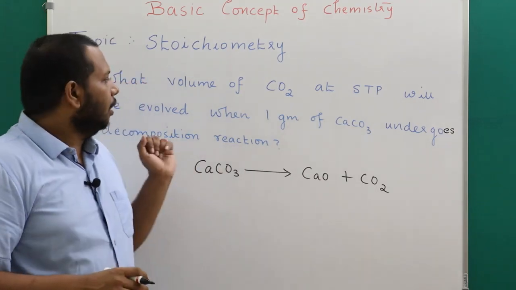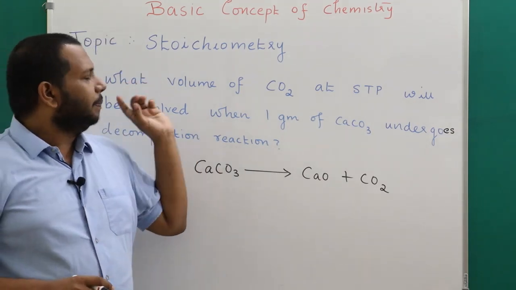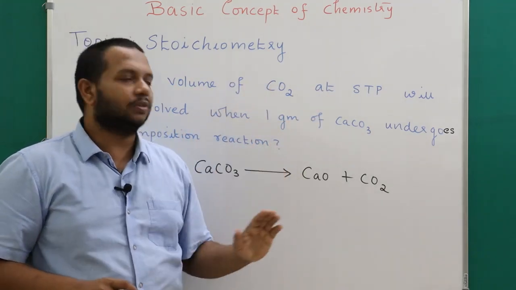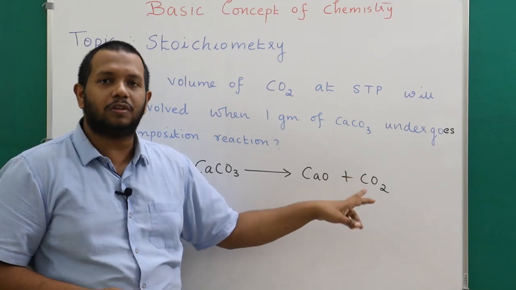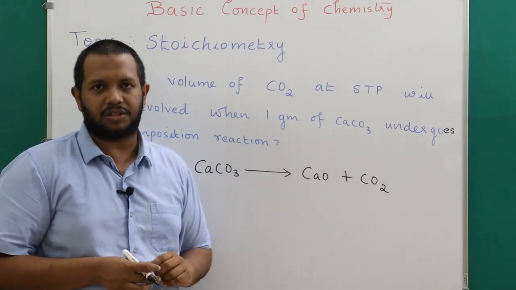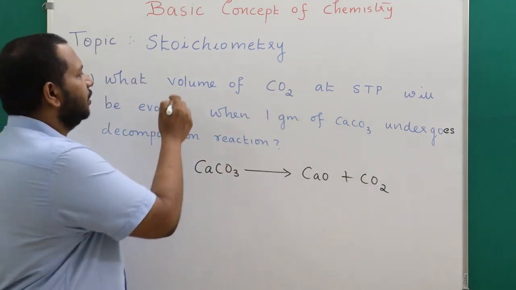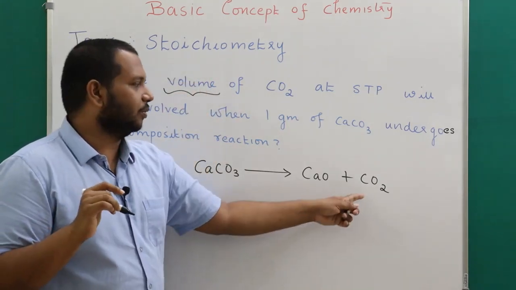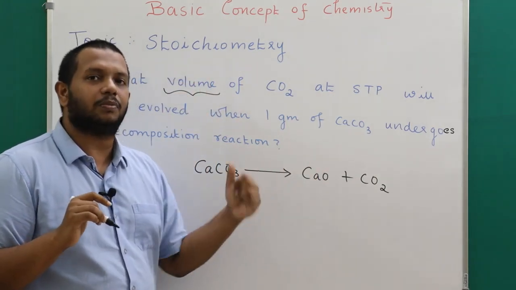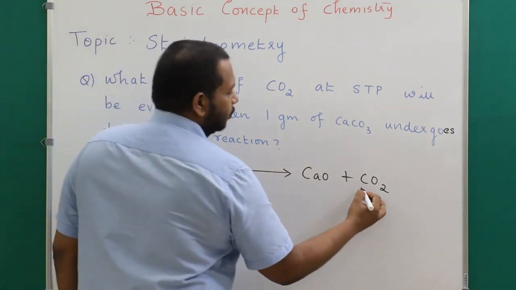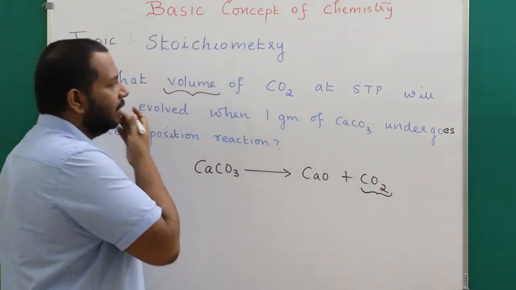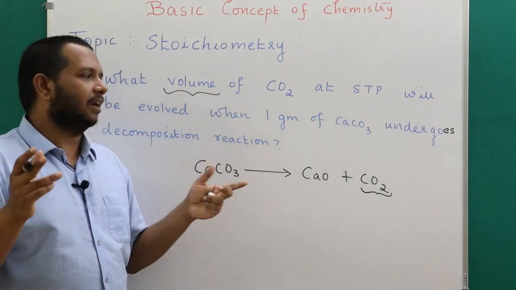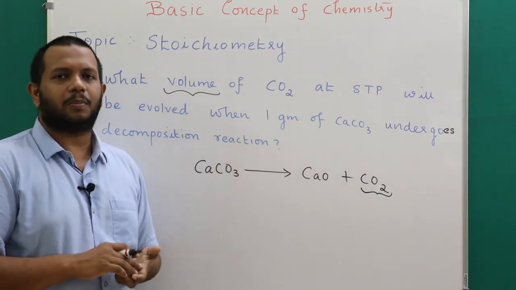Now please read the question. What volume of CO2 at STP? So they want the product. Whose information do they want? Carbon dioxide's information. In what terms? In volume. So you understood the product, and you want the output in terms of volume. This is the one you want to find out. And what have they given? I told you, if there is only one reactant, they will give only that. There is not much doubt in that.